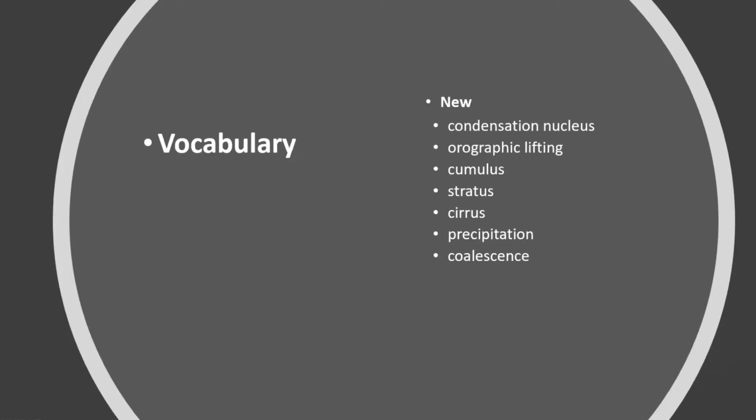These are the vocabulary terms that you should have written down in your notebooks that you should understand. If any of these stand out to you as something you're not familiar with, be sure to familiarize yourself with those before you continue on with the presentation to make sure you're completely understanding what we're talking about. So the words are condensation nucleus, orographic lifting, cumulus clouds, stratus, cirrus, precipitation, and coalescence.